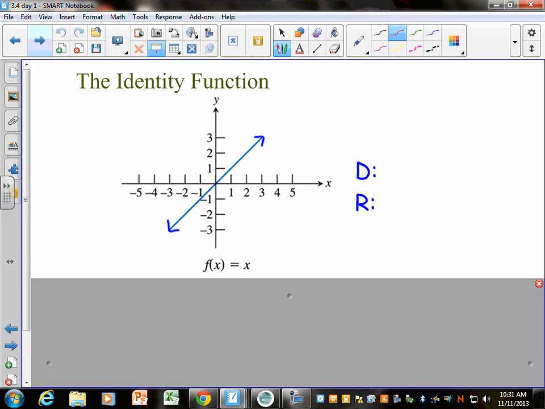The identity function is the function just y equals x. That's just a linear function. It has a y-intercept of 0. It has a slope of 1.